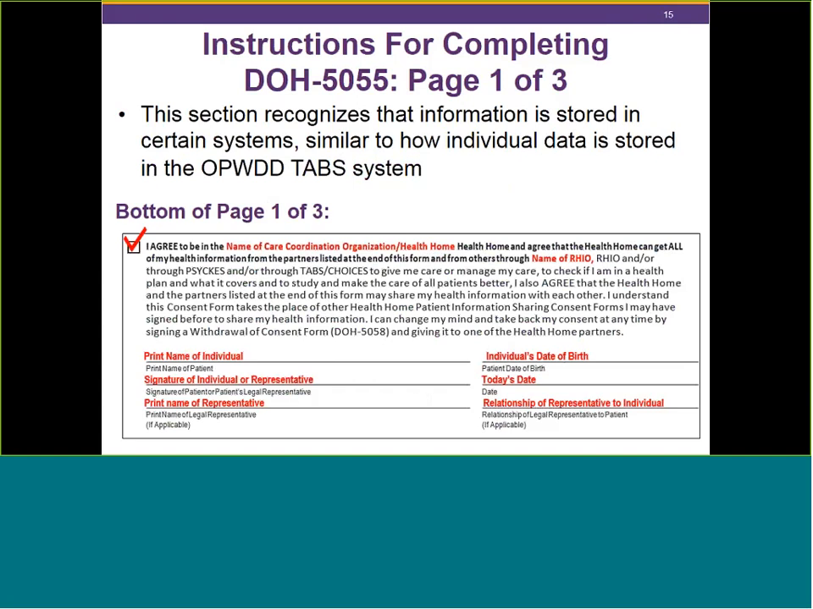We've identified here the name of the individual needs to be printed, the signature of the individual or representative needs to be identified, and then the name of the representative needs to be printed. It also includes space for the individual's date of birth, today's date, and the relationship of the representative to the individual.